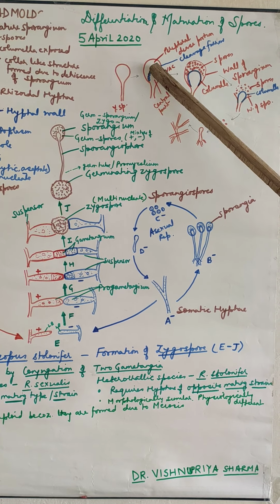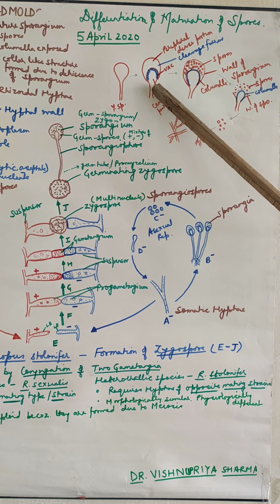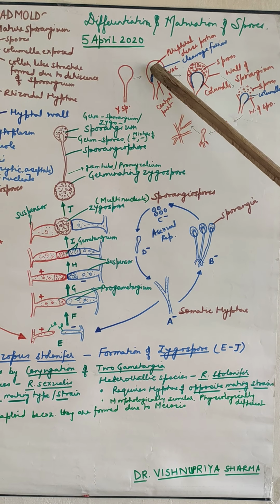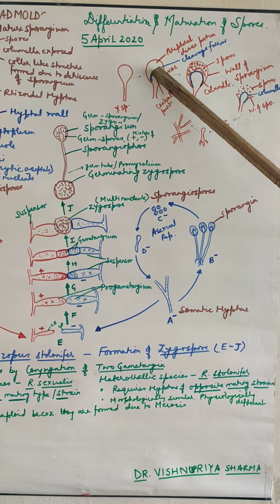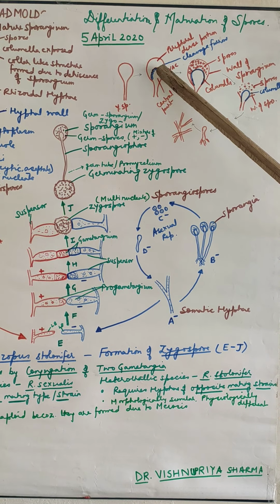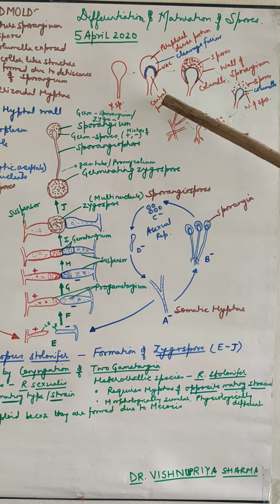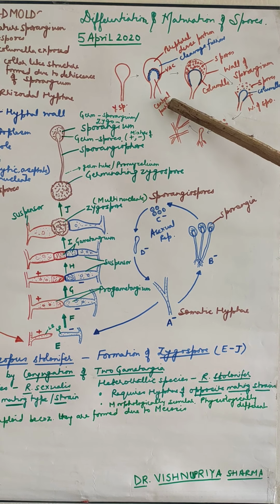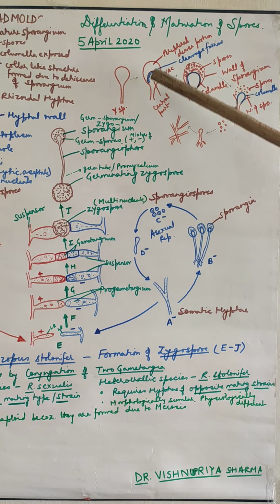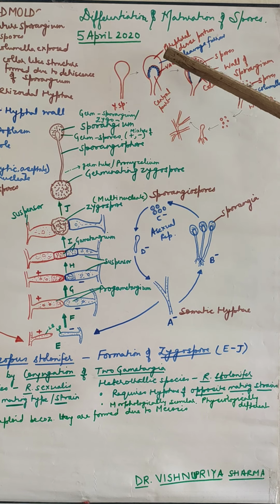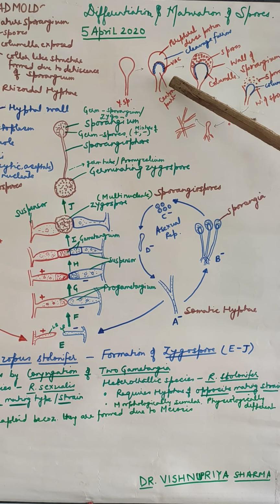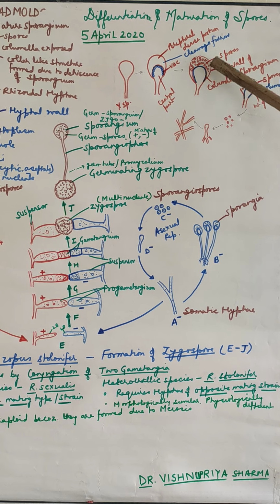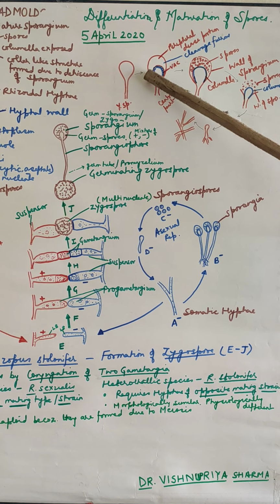So this is the peripheral portion and this is the central portion inside the sporangium. The peripheral portion is dense because the number of nuclei as well as the cytoplasm is much more there, and the central portion is less dense in comparison. Both portions, the peripheral and the central part, are demarcated by the formation of a dome-like structure known as the columella, which is formed due to the accumulation of a layer of vacuoles.